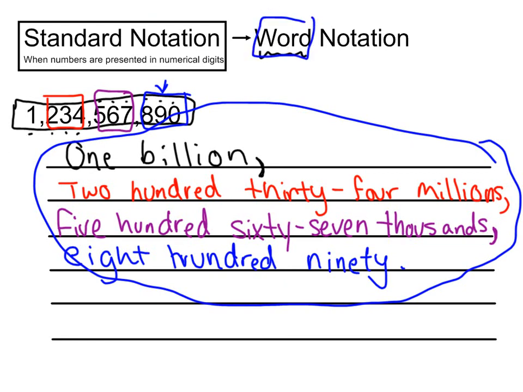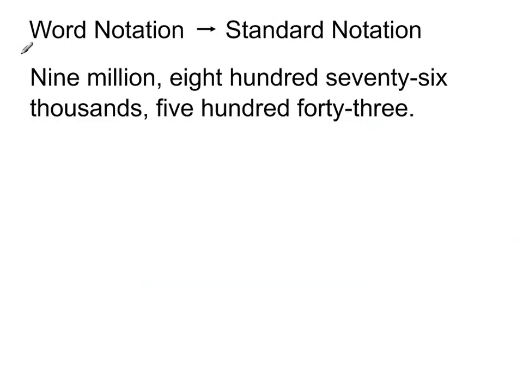Let's say I give you word notation, and I want you to go back into standard notation. So we're going to go the other way. Now I have 9,876,543. And I want to go backwards into just math symbols. So we can start from where we read. We have 9 million, left to right. So I have a 9 in the millions place.